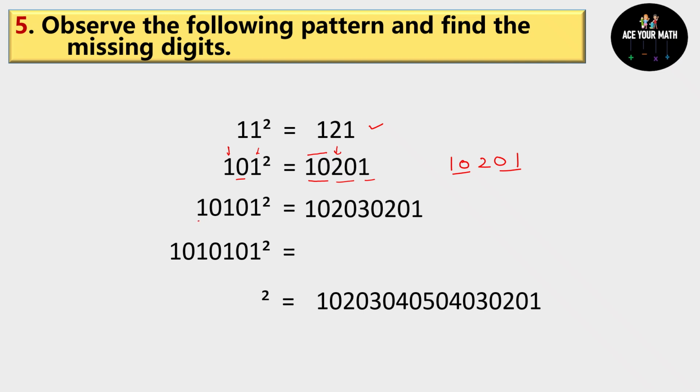Now again you see how many ones are there? 3 ones. So what you will do, you will write here 10, 20. It will go till 3 now. After that, the same digits you write again. It is 0, 2, 0, 1.